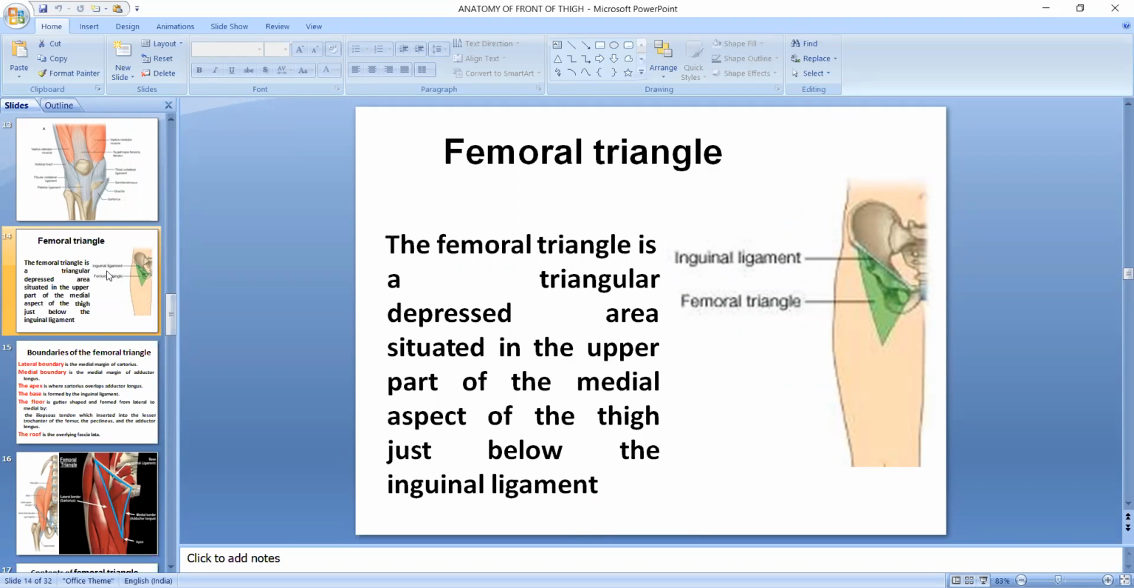The femoral triangle is a triangular depressed area situated in the upper part of the medial aspect of the thigh just below the inguinal ligament. You can see this triangular area here. This is the femoral triangle.